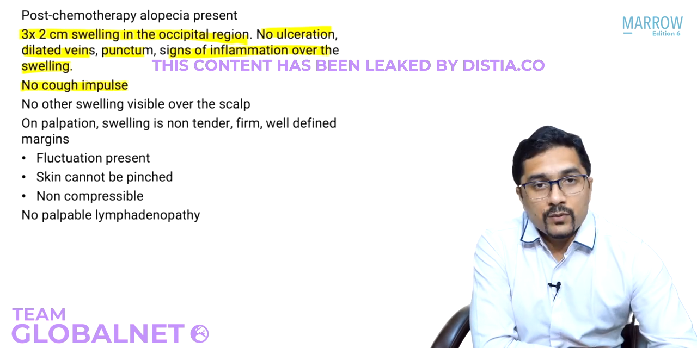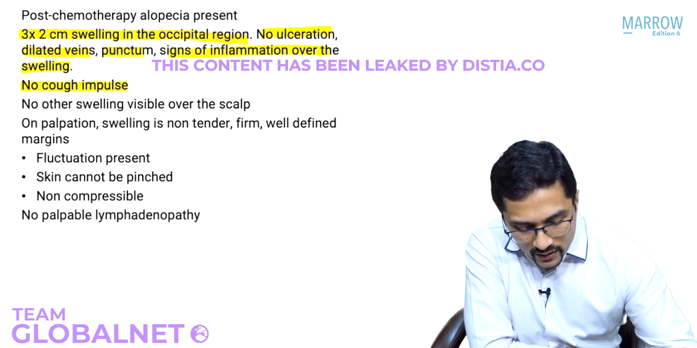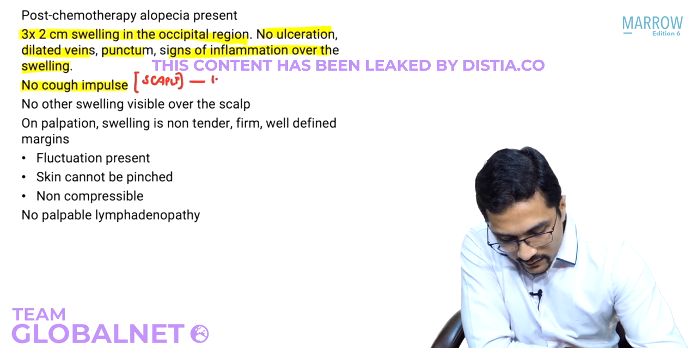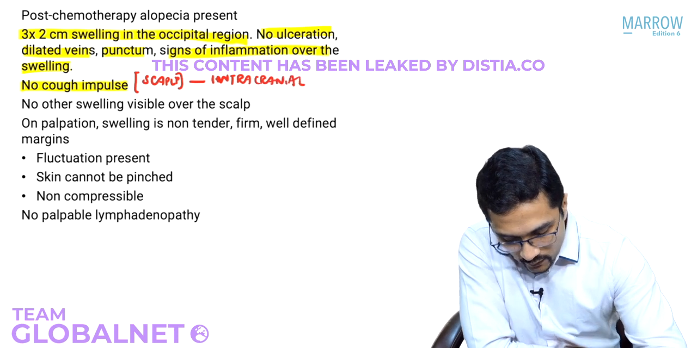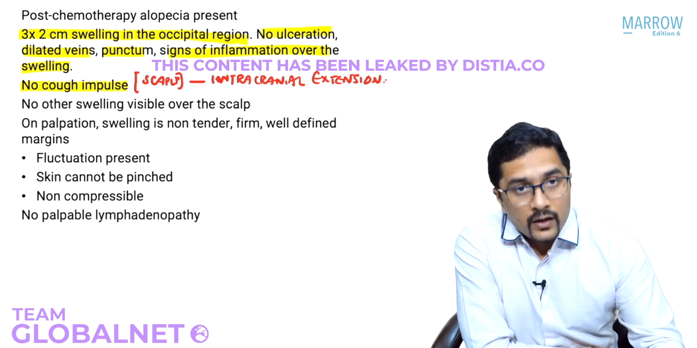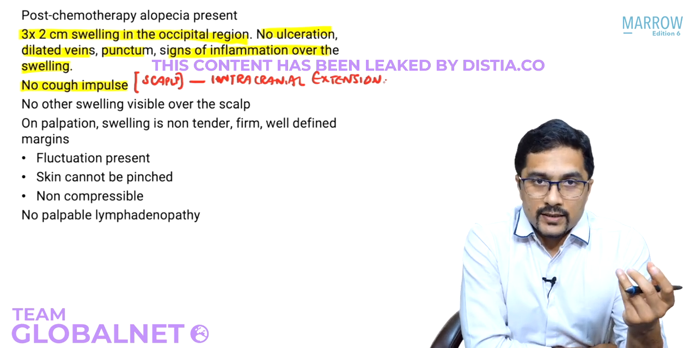No cough impulse was present. Why is that important in such a swelling? Because if the swelling is over the scalp, cough impulse again is for intracranial extension. We need to do this. There were no other swellings visible on the scalp.